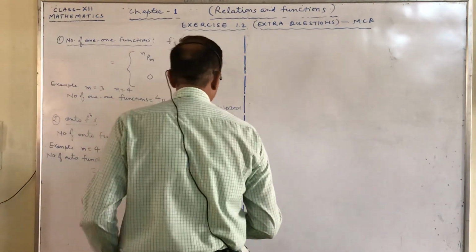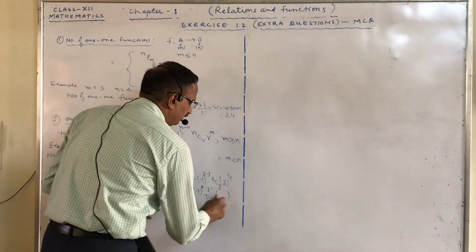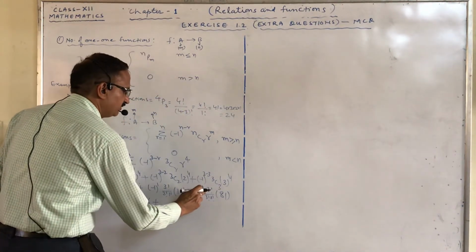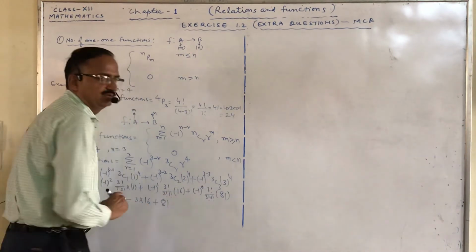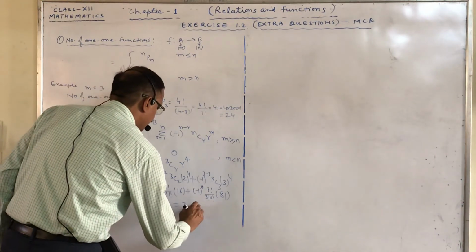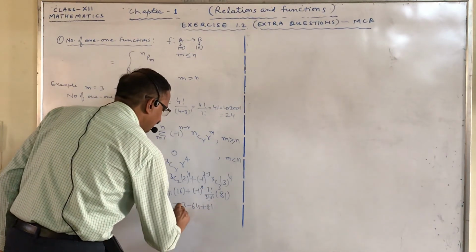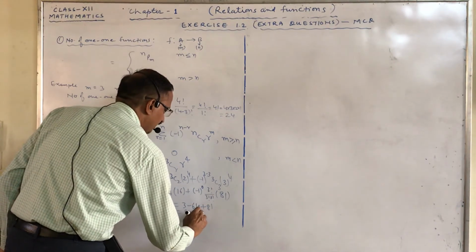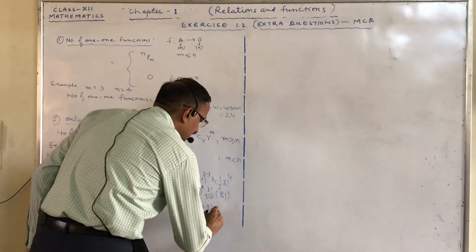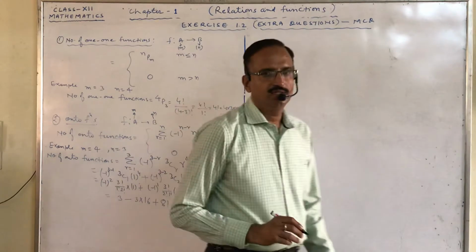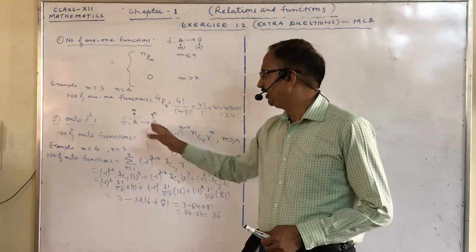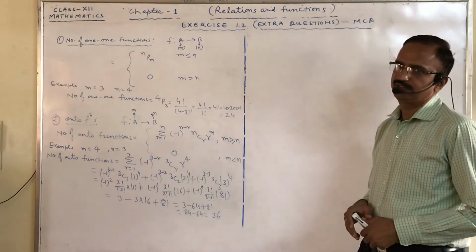So, sorry. This is 81. This is 1, this is 1 and this is 81. So we will get the answer 3 minus 64 plus 81. So 84 minus 64, and this is 36. So we can say that the number of onto functions from A to B are 36.